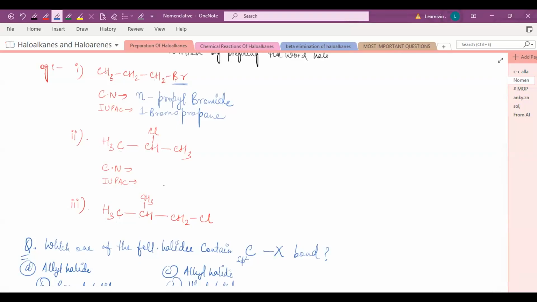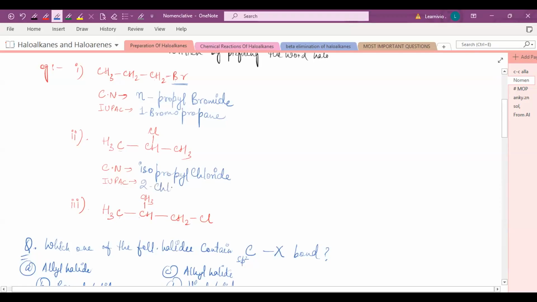This is the iso type of a structure, right? Chlorine is attached to it. आप इस टाइप का कभी भी देखो, this type of structure is an iso type of structure. इसके लिए हम क्या प्रीफिक्स लगाएंगे? Iso. And when propyl, we write isopropyl chloride. Good. And what's the IUPAC name?